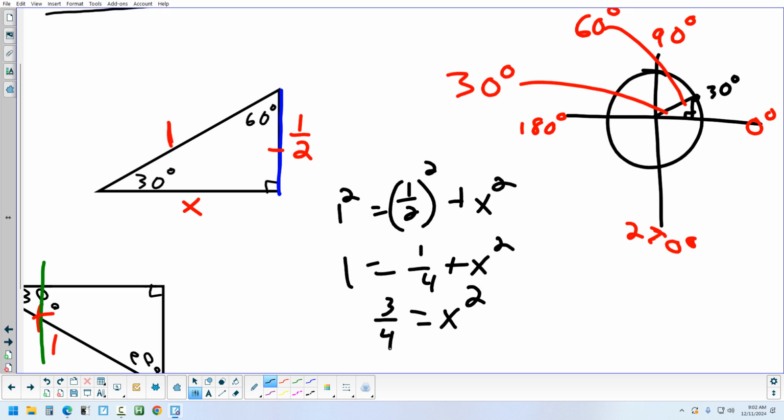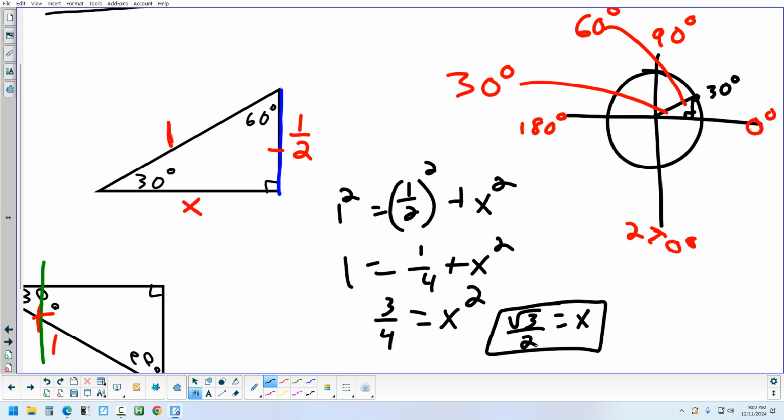When you take a square root of each side, you take the square root of the top and the bottom. So if you solve that for x, what will you get? Yeah, square root of 3 over 2. Perfect. Square root of 3 over 2.